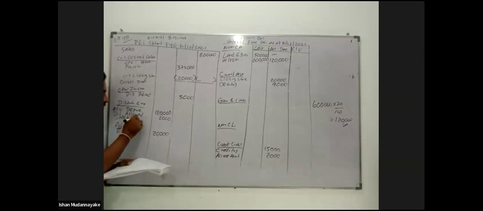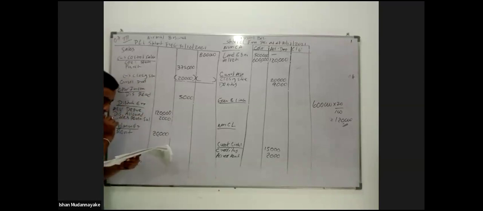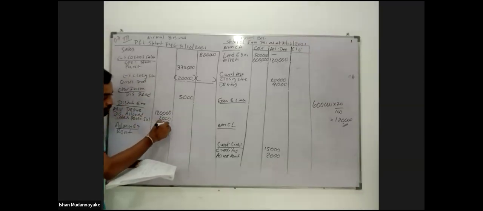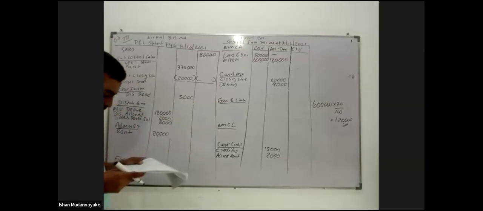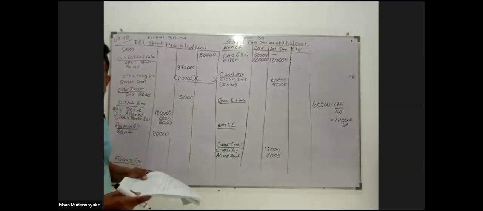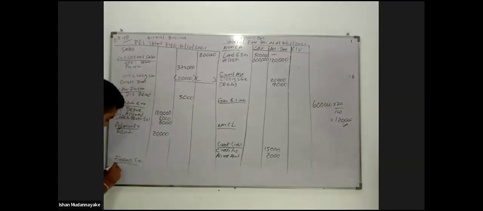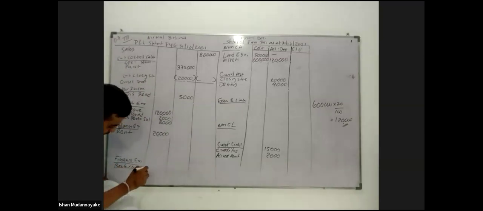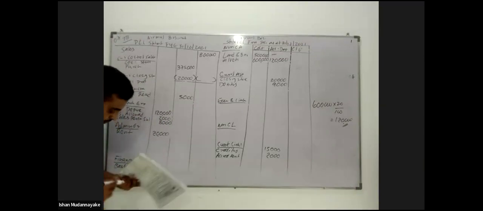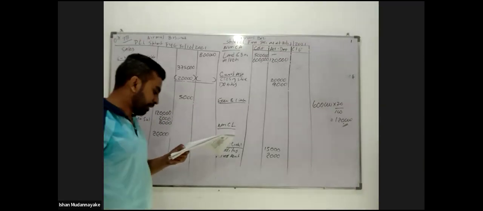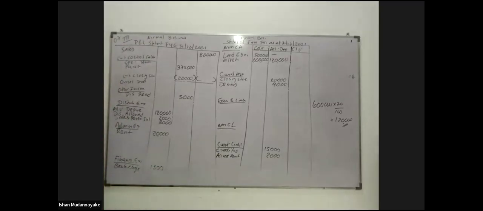Salesperson salary 8,000, distribution expense. Next one, bank charges. Bank charges under what? Bank charges, finance expense 1,500. Next one, electricity charges 2,500. Admin expense. Electricity charges 2,500.